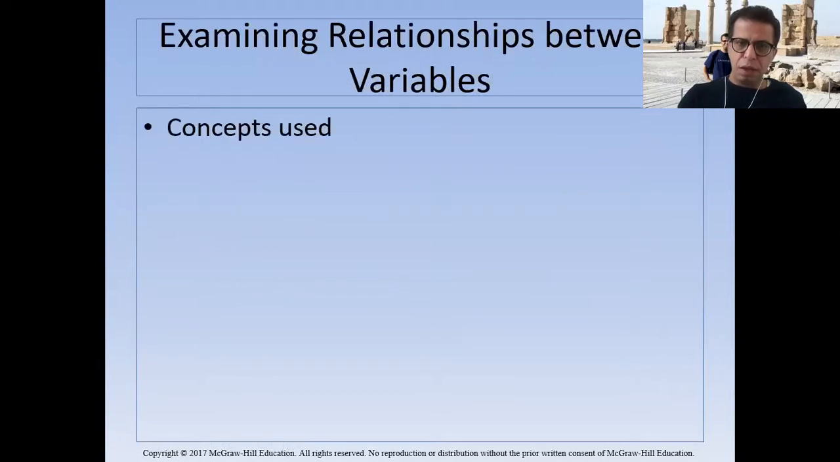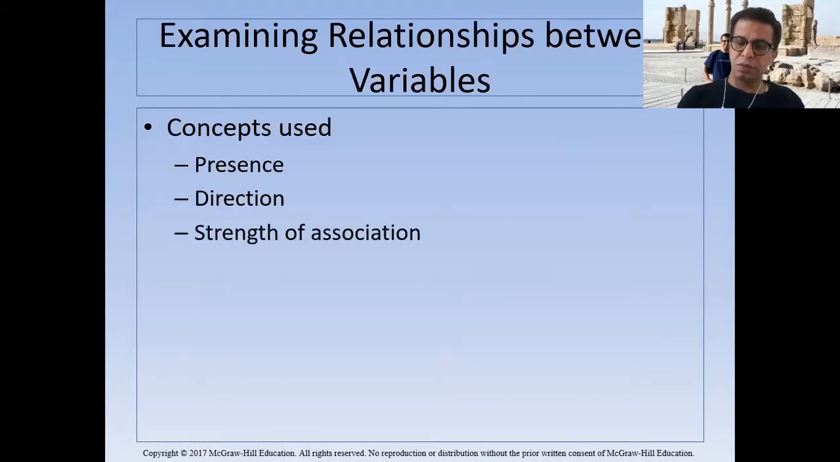So here it's examining the relationship between two variables. There's only two variables here, we're not doing multivariables. And basically what we're trying to do here is look at the presence, direction, and strength of association between these two variables. An increase in this one, how much is it going to increase in this one?